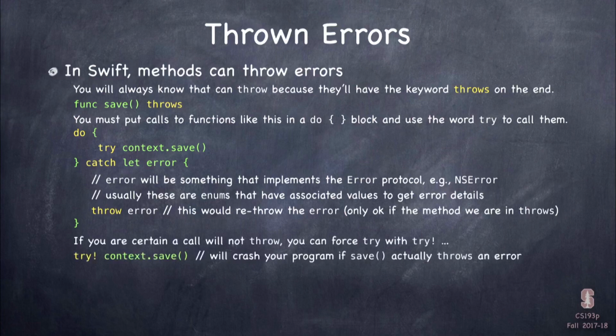But you can just say try exclamation point, and what that means is try this, and if it throws, crash my app. Okay? Now, you would only do this if you were 100% certain that that thing could not throw in the circumstance that you're doing, which is extremely rare. So we rarely do try exclamation point.